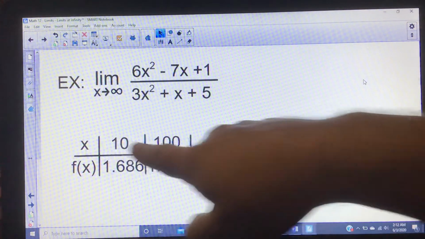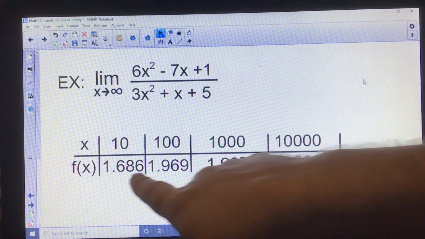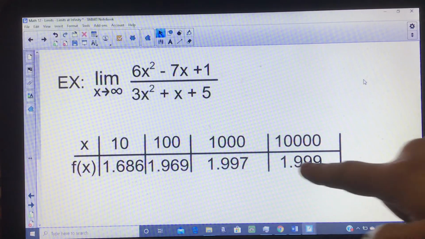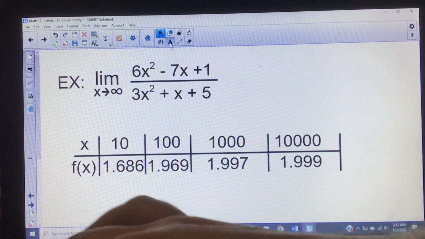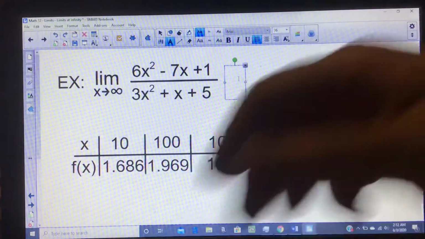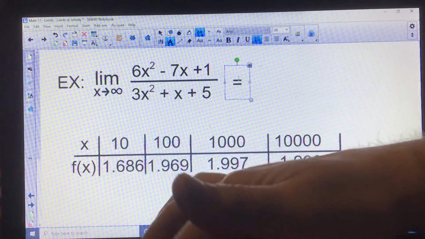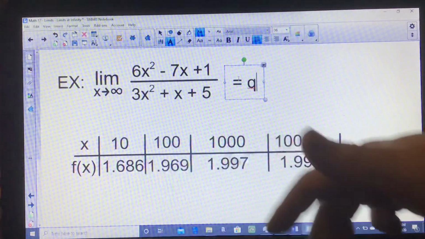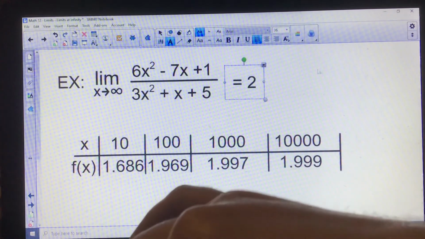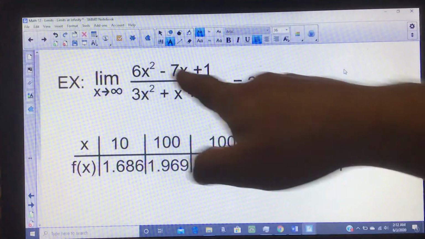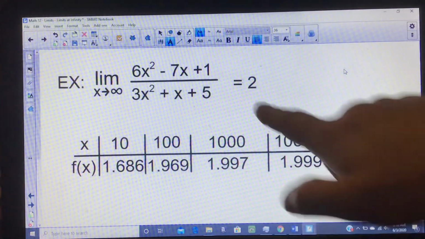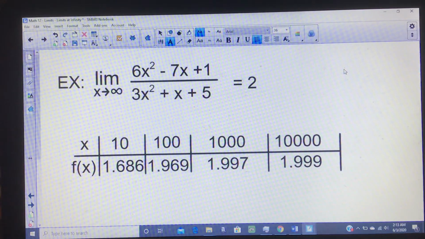So as x's go to infinity, what's happening to the y values? Well, the y values look like they're approaching 2, right? 1.99999, whatever, is getting closer and closer and closer to 2. So the answer to this, once again, I'll try to put it up here. Hopefully it cooperates with me this time. There we go. That was a lot faster than last time. What is the answer to this? Oh, Q. 2. So because as the x's get larger, the y values look like they're going toward 2, I'm going to say that the answer looks like it's 2.